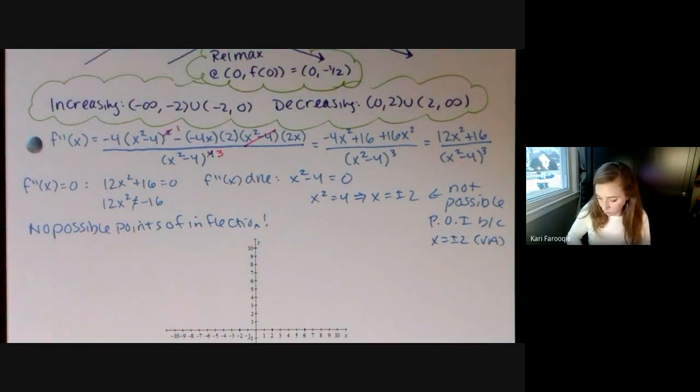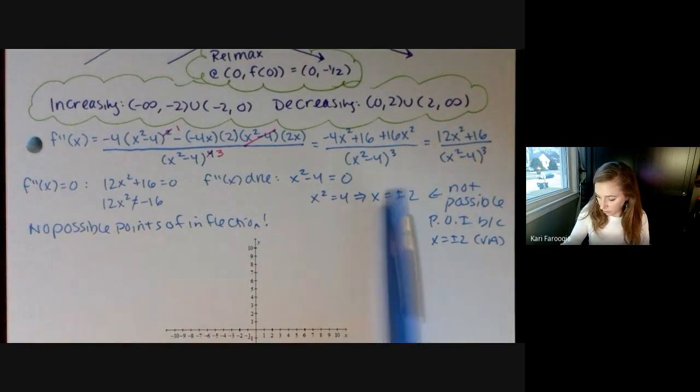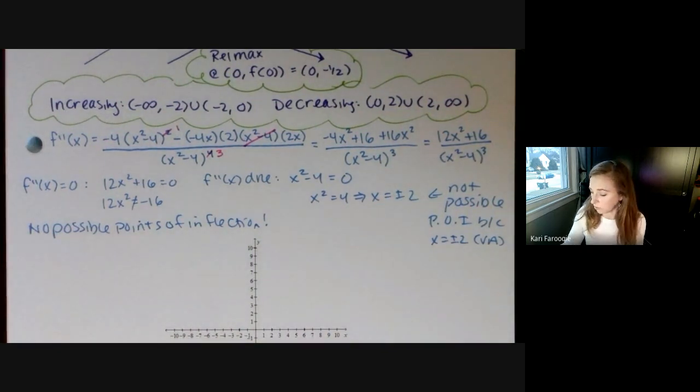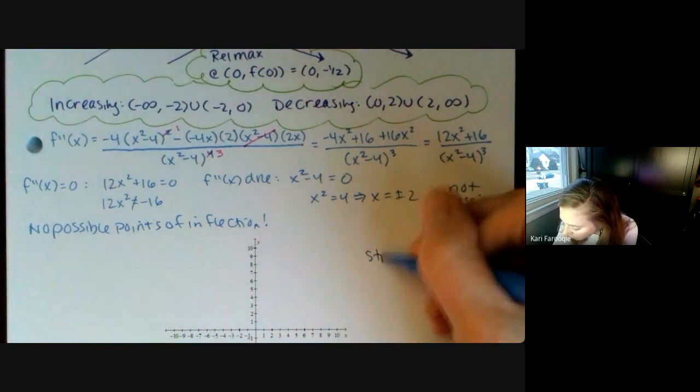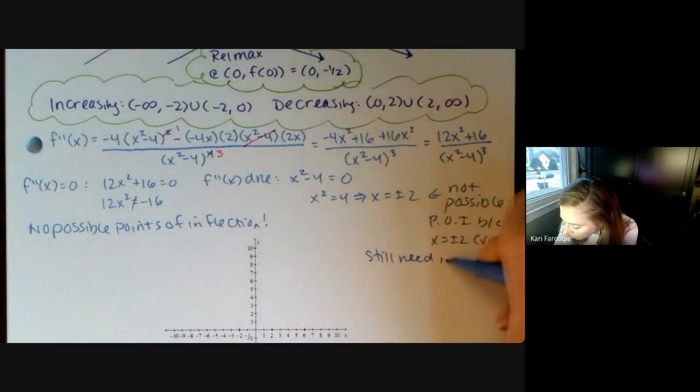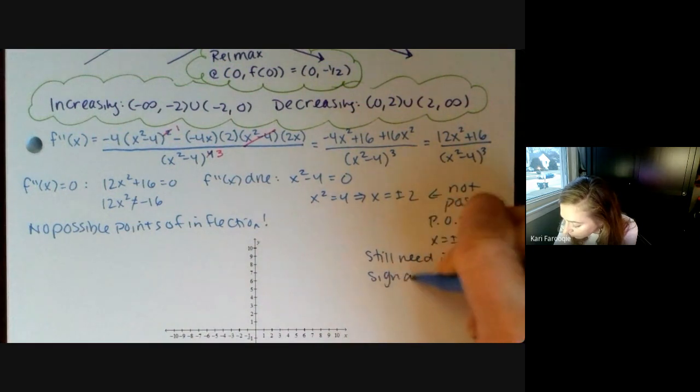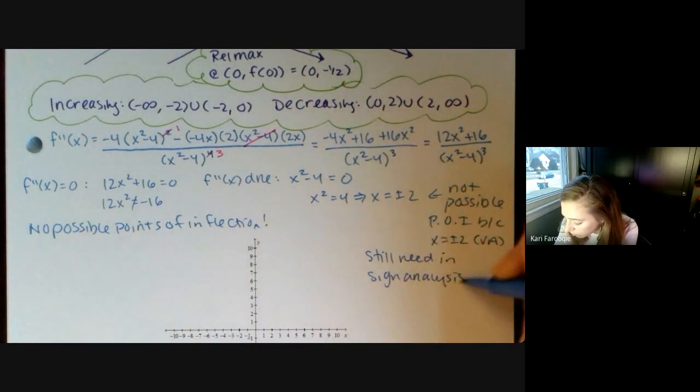What we do need to do, though, is set up a sign analysis here with our second derivative using x equals plus or minus 2. So we still need these in the sign analysis, always. They're just not points of inflection.